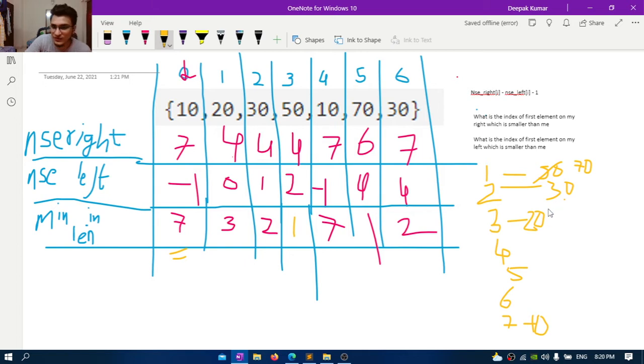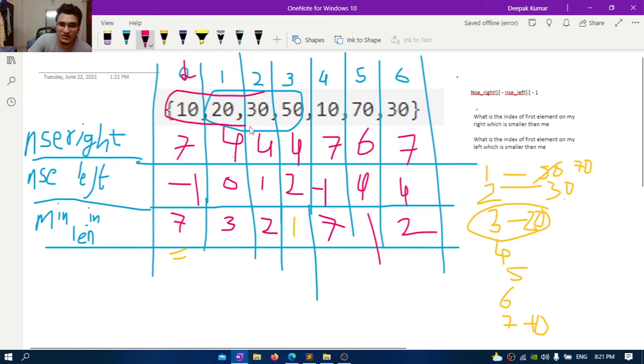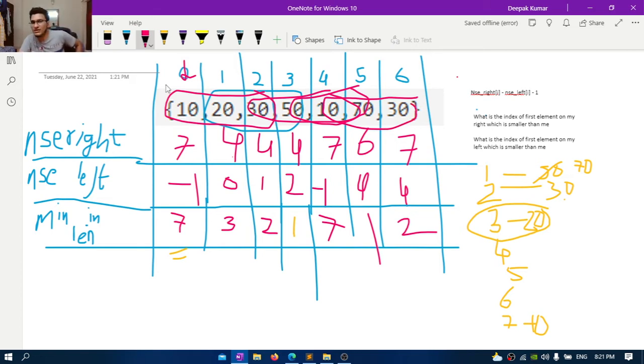Let me just take the example of this 3 and 20. What does it mean? It means that I'm the minimum in length 3 around me, which is correct. It is the minimum among 20, 30 and 50. You might say that of all the windows of length 3, there could be different minimums. For example, the first window has a minimum of 10, the second window has a minimum of 20, the third has a minimum of 10, the fourth has a minimum of 10, and the fifth also has a minimum of 10, and the maximum of all of them is 20.